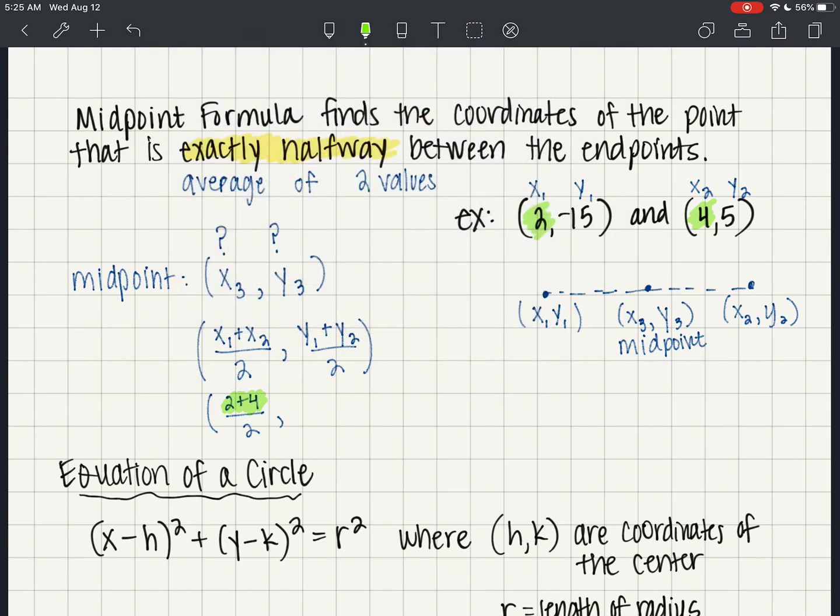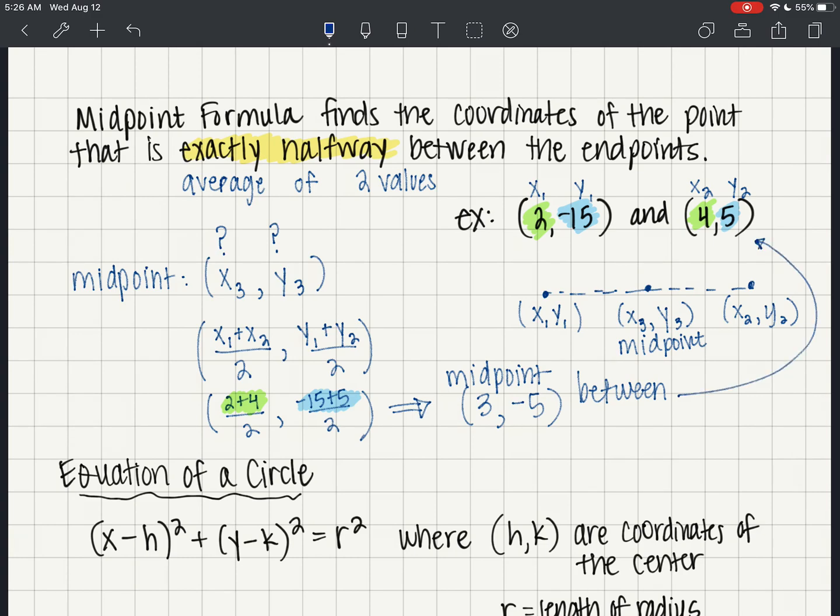We're going to do the same thing with the y's. Let's change the color of that highlighter. So we'll do the same thing with the y's, and that's going to be -15 plus 5 divided by 2. 2 plus 4 is 6. 6 divided by 2 is 3. -15 plus 5 is -10. -10 divided by 2 is -5. And that's the coordinates of the midpoint between those two points.